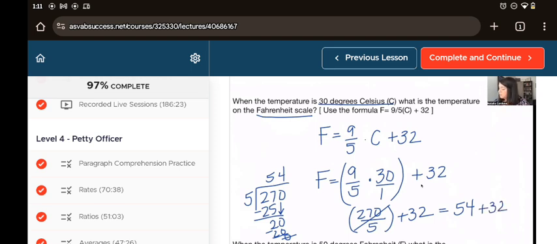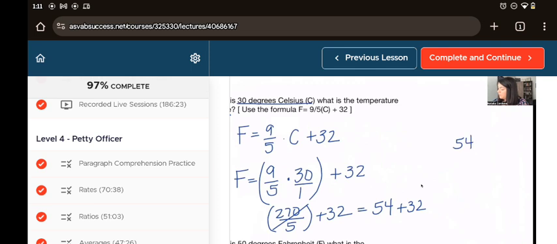All right. Well, I hope that's helpful. Remember, all we have to do with these questions is plug in for F or for C, depending on what is given to us. And then we use our algebra skills to be able to solve.